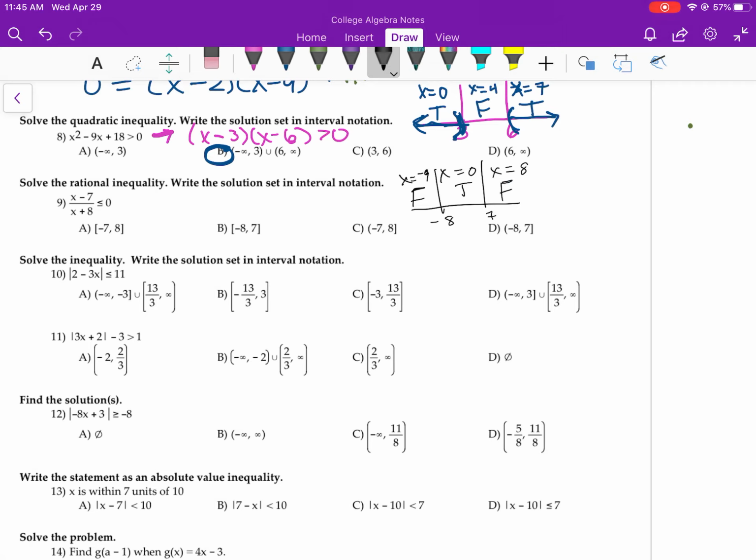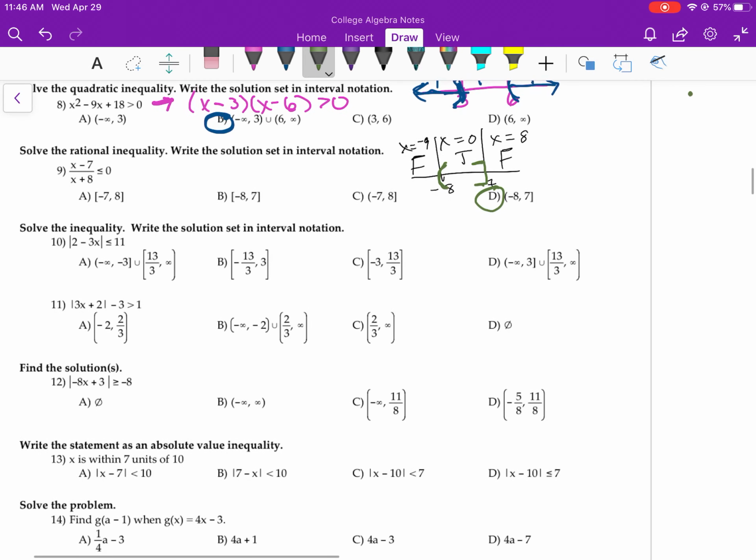Now, you might think that because it's equal to, you're going to have brackets on both. However, we talked about this in class. You can't have a bracket on a number that's coming from the denominator. So on the -8, I must have a parenthesis because I cannot equal -8. But I can have a bracket on 7. And so I'm looking at my answers, and that looks like answer D. Be careful with these problems. The answers are all going to look very similar, and if you're going too fast and you don't look at what you're doing, you're going to miss it.